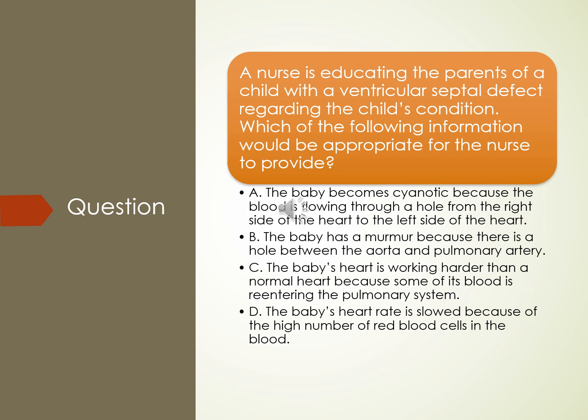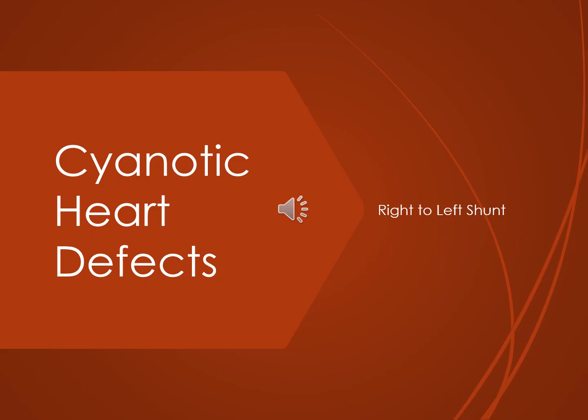All right, let's take a look at this question. The nurse is educating the parents of a child with a ventricular septal defect regarding the child's condition. Which of the following information would be appropriate for the nurse to provide? Pause, think about it, then unpause, and I'll give you the answer. The answer is C. The baby's heart is working harder than a normal heart because some of its blood is re-entering the pulmonary system.